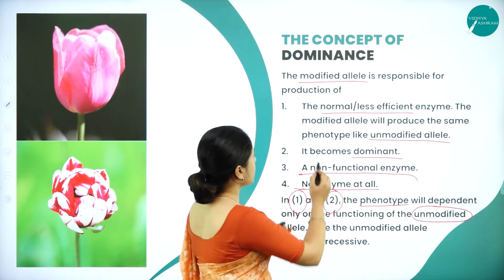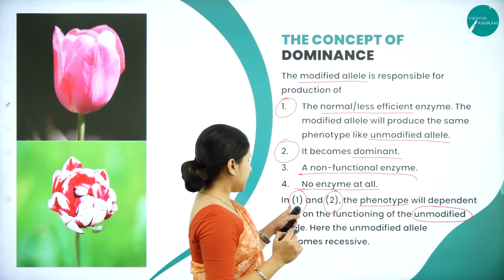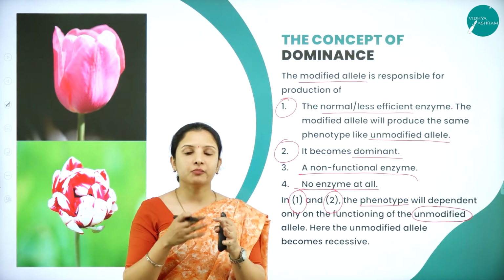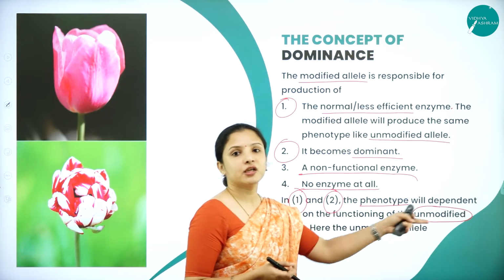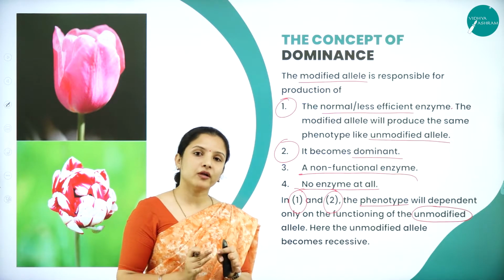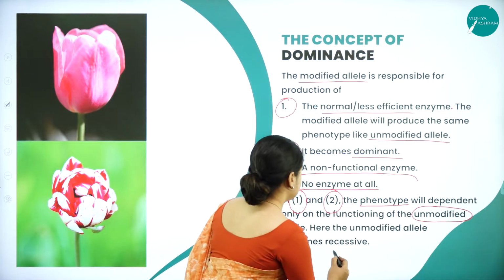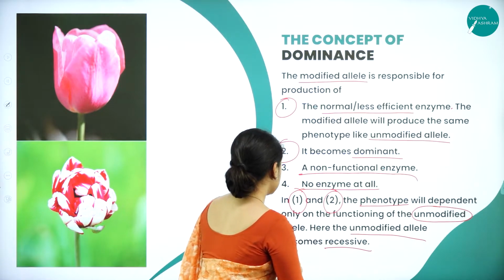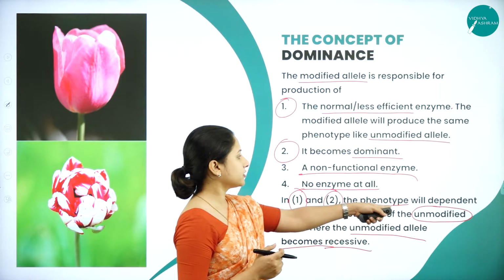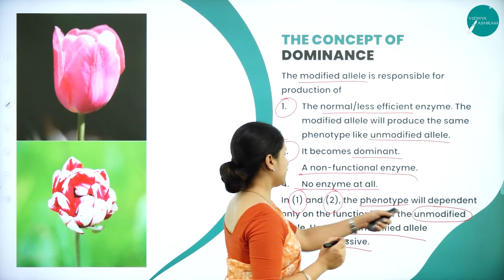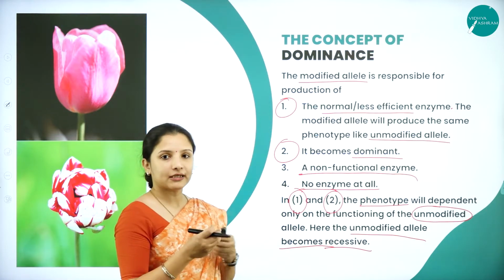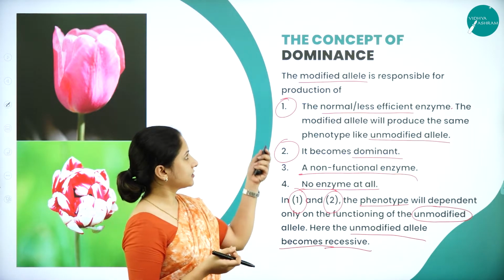So in the concept of dominance, according to points 1 and 2, the phenotype of the progeny will be dependent only on the functioning of the unmodified allele. The modified allele will get suppressed by the unmodified allele. That means the unmodified allele will be dominant and the modified allele will be recessive. So in 1 and 2, the phenotype will be mainly dependent on the functioning of the unmodified allele. Here the unmodified allele will become recessive, therefore the factor will get expressed. So that is why incomplete dominance will occur. So that is the concept of dominance.